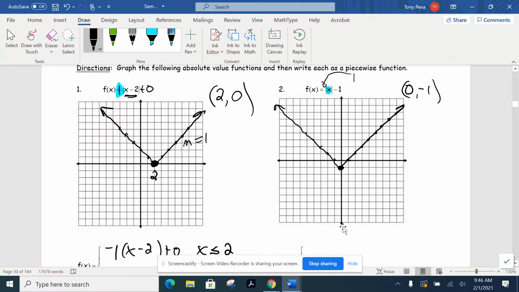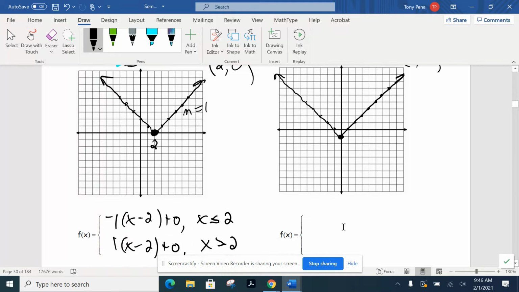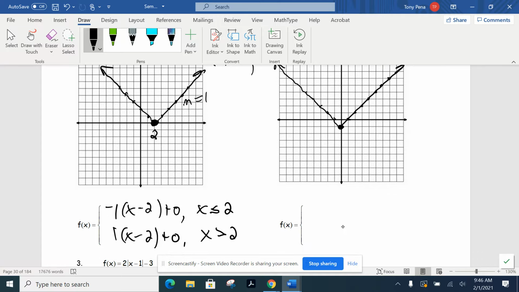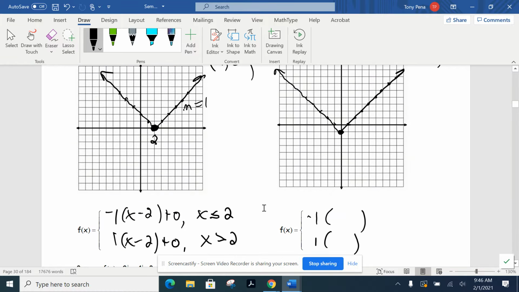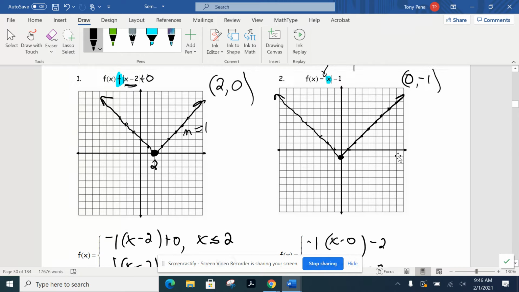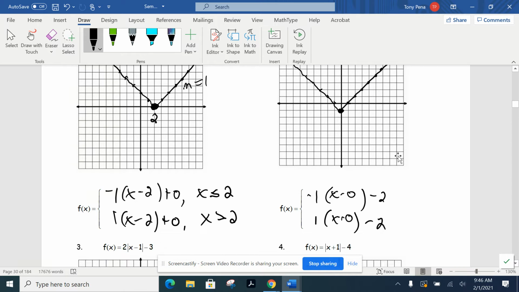All right, and then from there, we do our piecewise function. So again, we know both slopes are 1, so we're going to do -1 and then 1. Our x coordinate is a 0, so it's up to you. I'm going to do it just so we understand that the x coordinate was a 0, but you don't necessarily need to put the 0 in there. It's just an x. And then our y coordinates were -2. I'm sorry, -1.